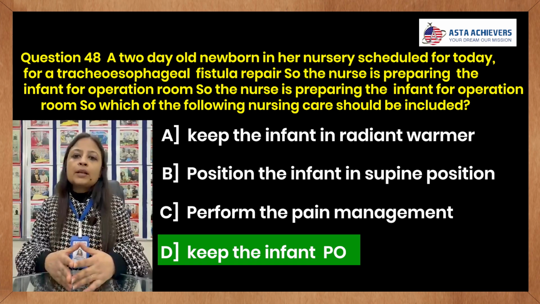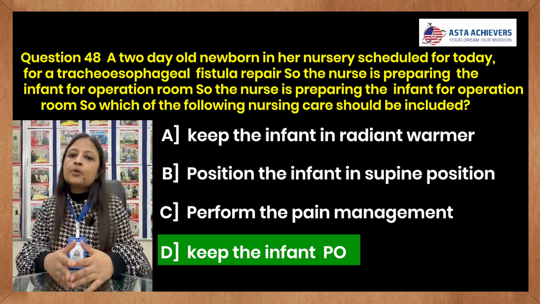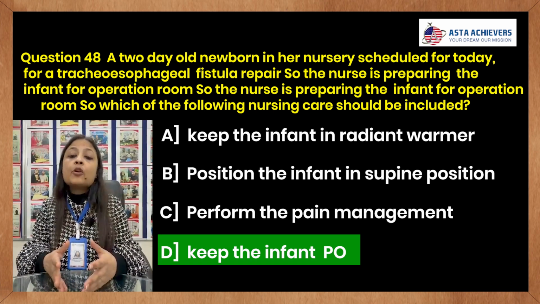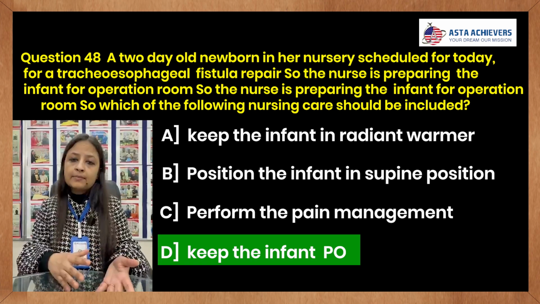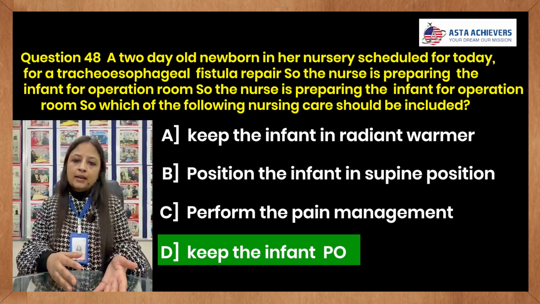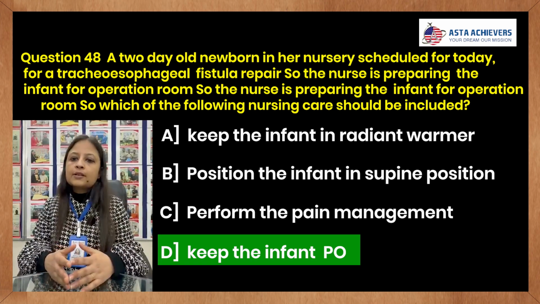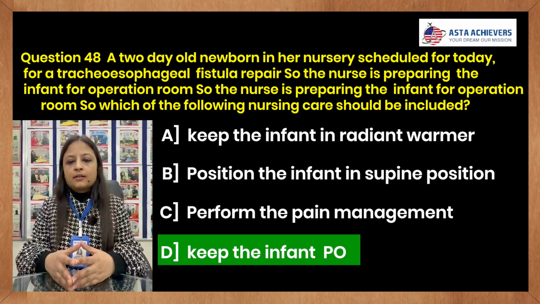Definitely pre-operatively we have to keep the child NPO. TEF is an abnormal connection between the windpipe, that is the trachea, and the food pipe, that is the esophagus, that usually occurs with esophageal atresia.